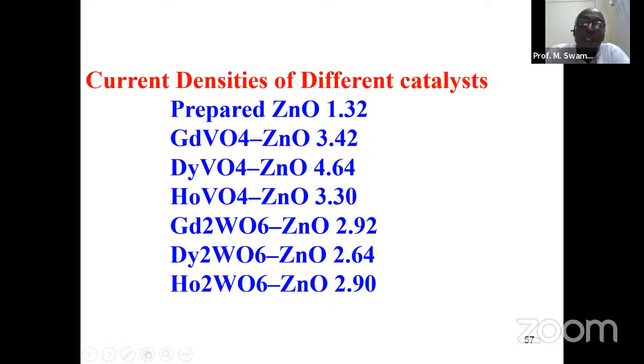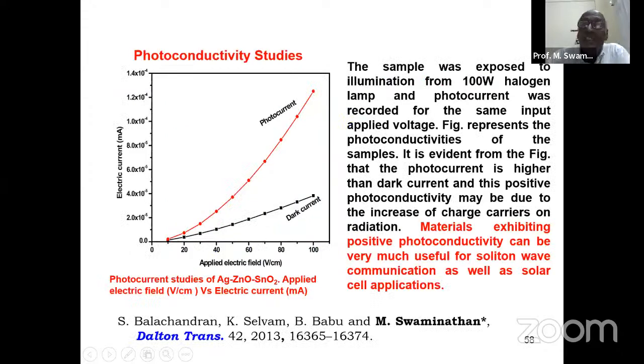Another one is called the photoconductivity study. If you expose the catalyst, you measure the dark current at different applied electric voltages. At the same time, you expose the catalyst to a 100-watt halogen lamp and record the photocurrent. If the photocurrent is higher than the dark current, that is, if you have positive photoconductivity, it says that the material exhibiting positive photoconductivity is very useful for these solar cell applications.